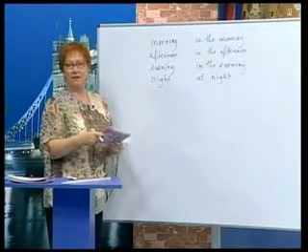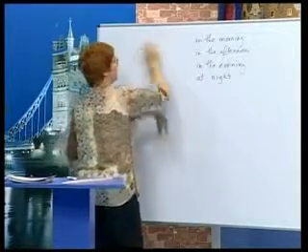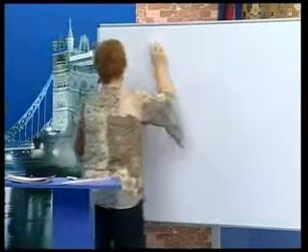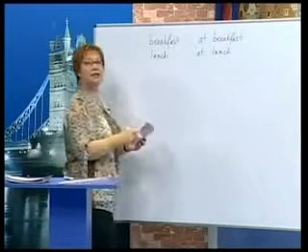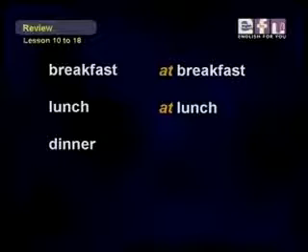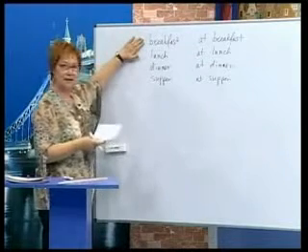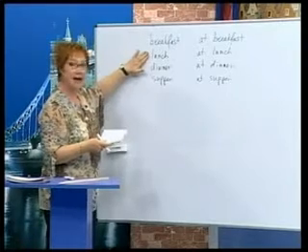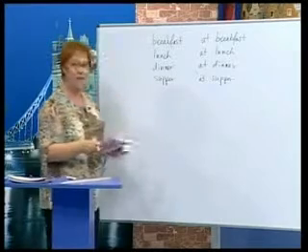Now, we also have names for when we eat. So let me show you those. And they're a little bit different. Okay, breakfast. And we say at breakfast. Lunch, at lunch. Where is she? She's at lunch. Dinner, at dinner. And some people say supper, at supper. So breakfast, at breakfast. Lunch, at lunch. Dinner, at dinner. Supper, at supper.